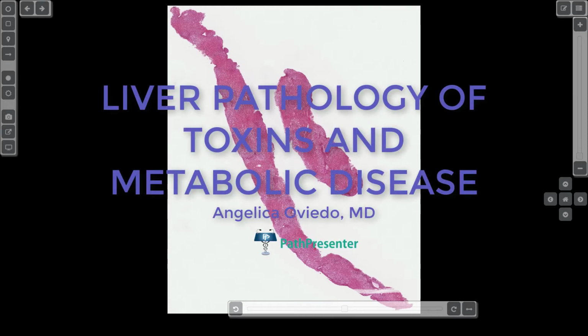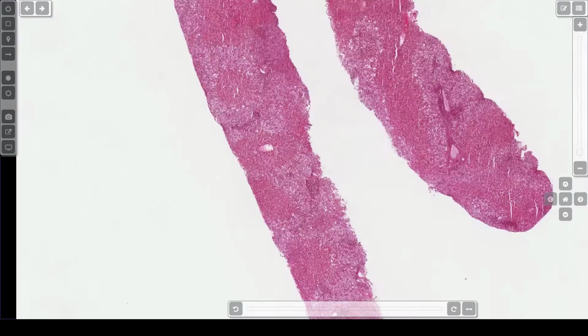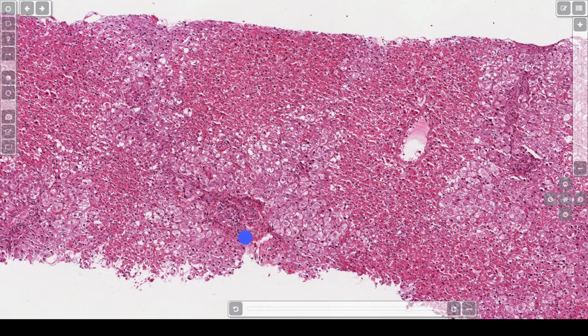Today we are going to review the liver pathology of toxins and metabolic disease. This is case 1. At this power, you can see the portal tract right here, and there is a central vein right here.